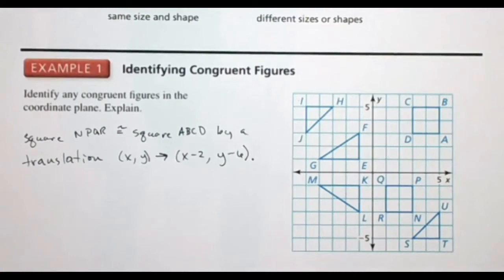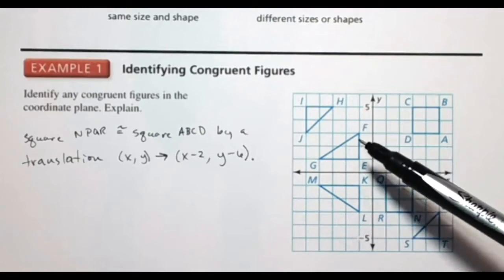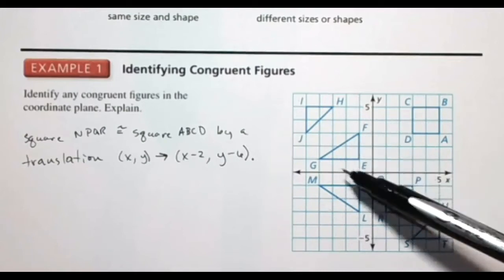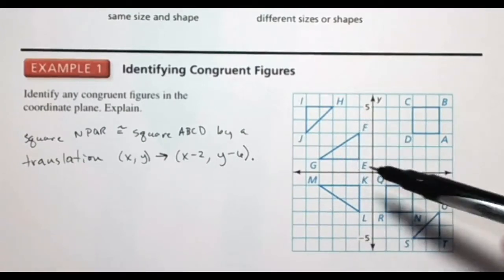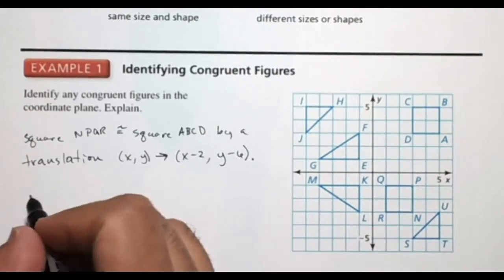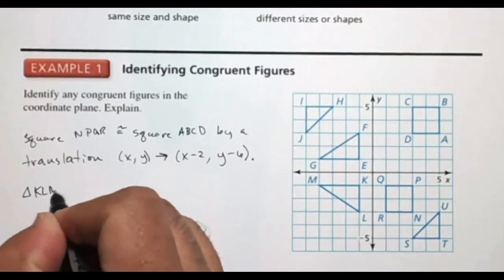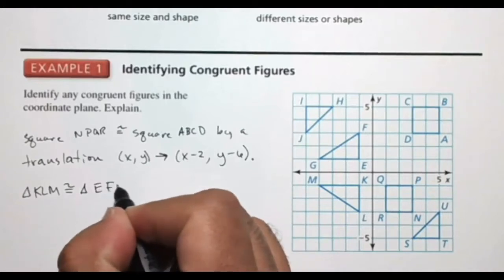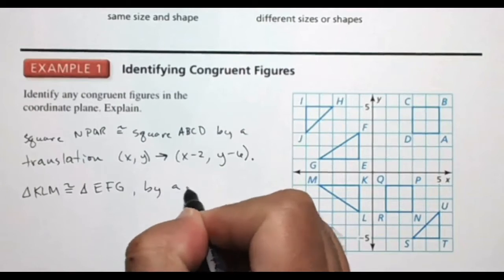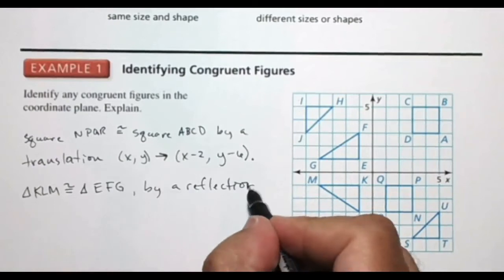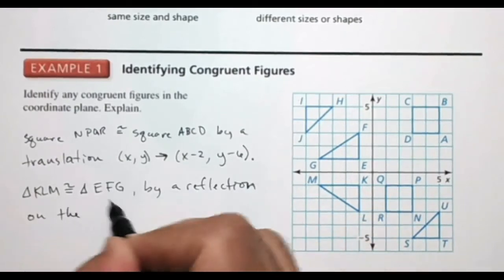Okay. Now looking at this, I have some triangles here. Looks like this triangle KLM is a reflection of this triangle EFG. And looking at the sides and the shapes of it, it's the same. So we would say triangle KLM is congruent to triangle EFG by a reflection on the x-axis.